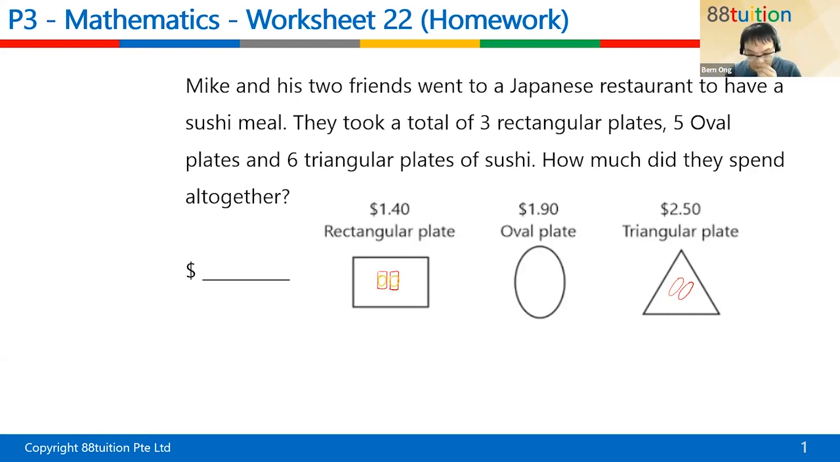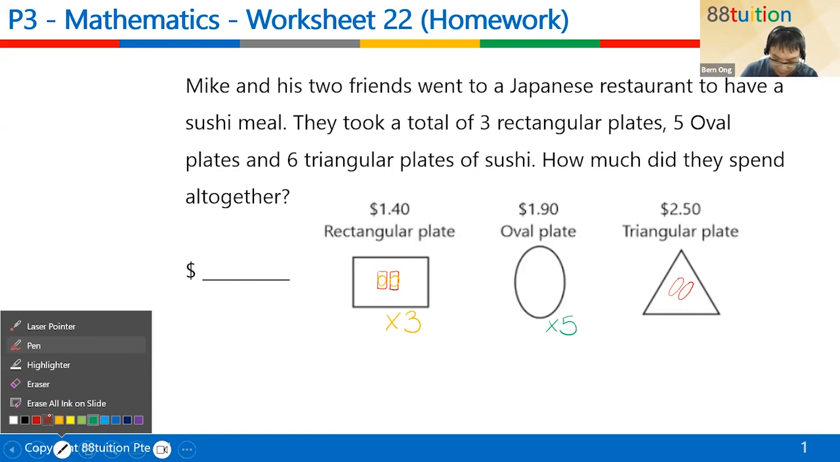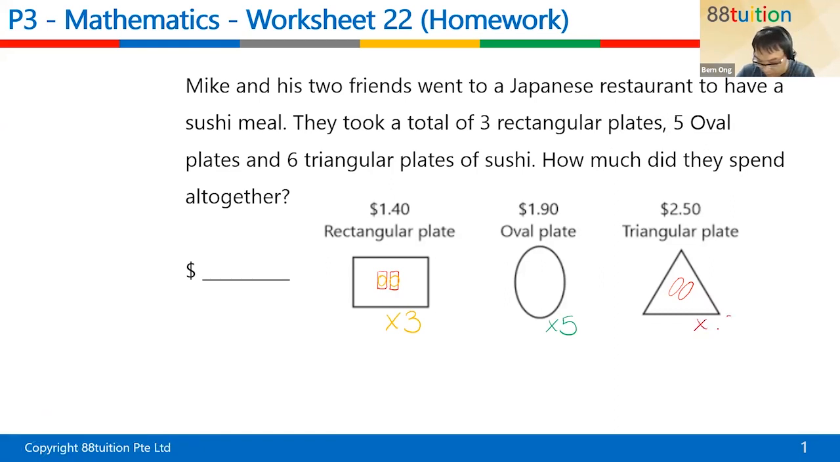So how much did they pay altogether? What do we know? We know that for the rectangular plate, they bought 3 of them. How about the oval plate? They bought 5 of it, close to $2 each. And the triangular plate, the most expensive one, they bought 6 of it. Can you see? You are supposed to find how much they spent altogether.